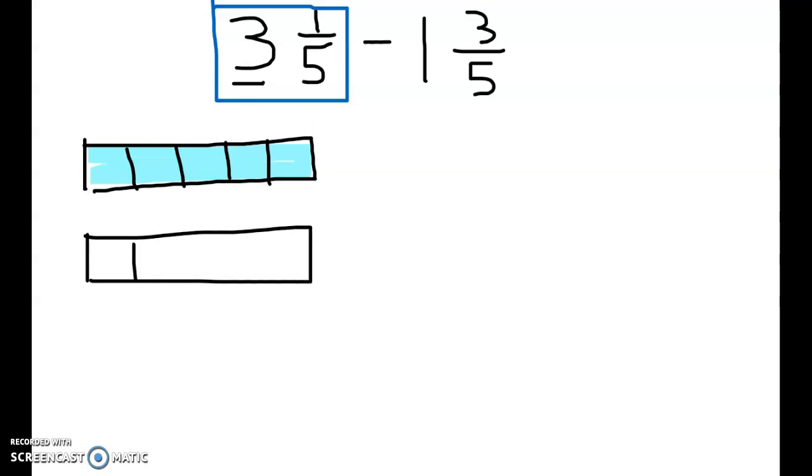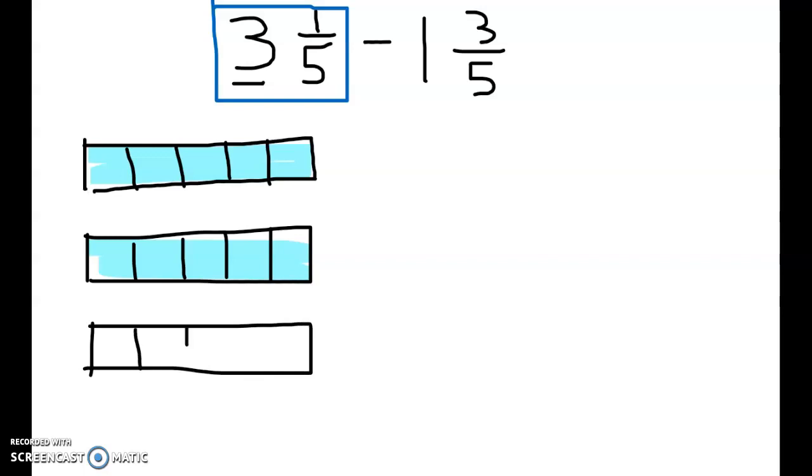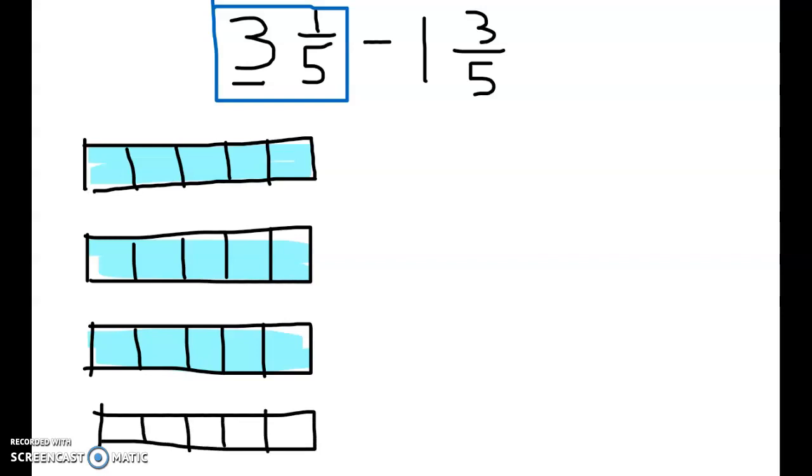Here's another whole. And again, I have my 5/5 shaded in because it's a whole. Here's my third whole, so this means that's my third model that's going to be completely shaded in. And then I have one model that only has 1/5 shaded in. So I have 3 wholes, and I have 1/5.